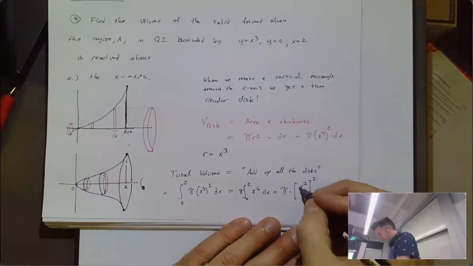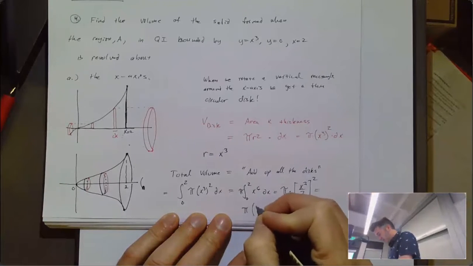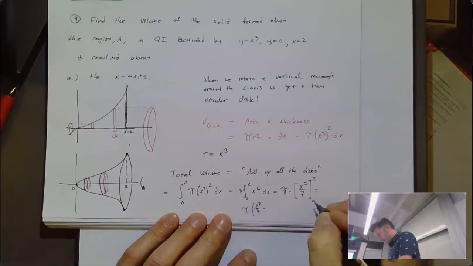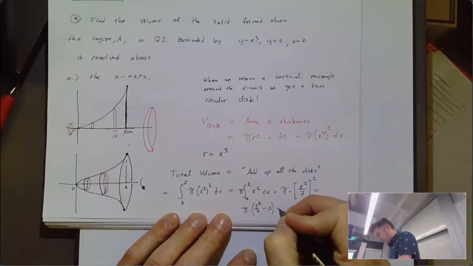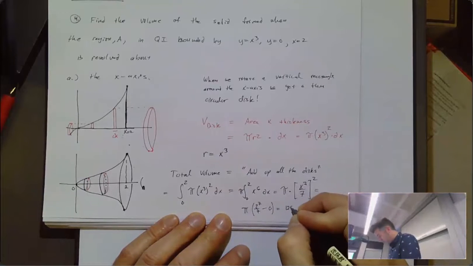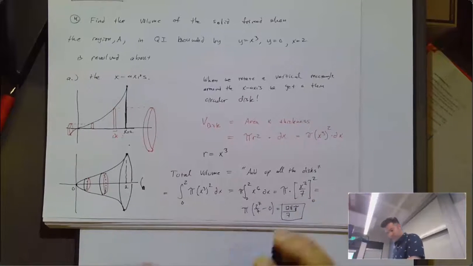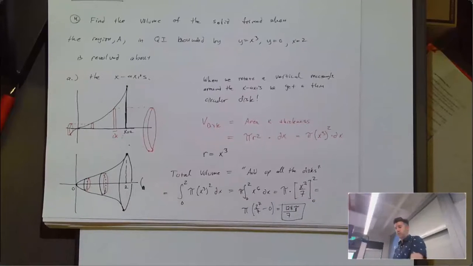Anyway, plugging in the 2, we're going to get pi times 2 to the 7th over 7 minus 0 to the 7th over 7. So we're going to get 2 to the 7th, which is 128. Is it 128? Yes, 128. Pi over 7. Cool. Kind of neat.